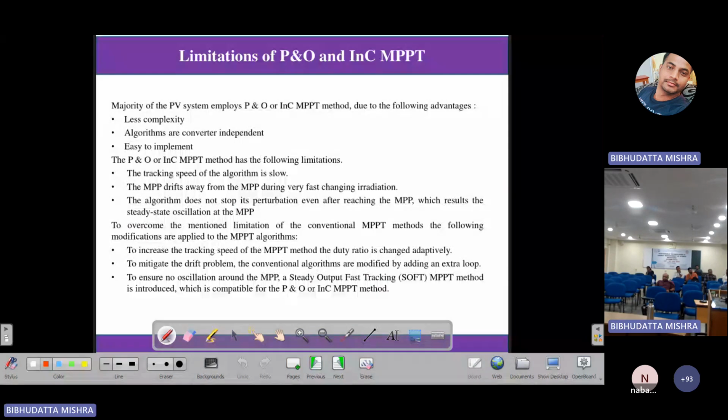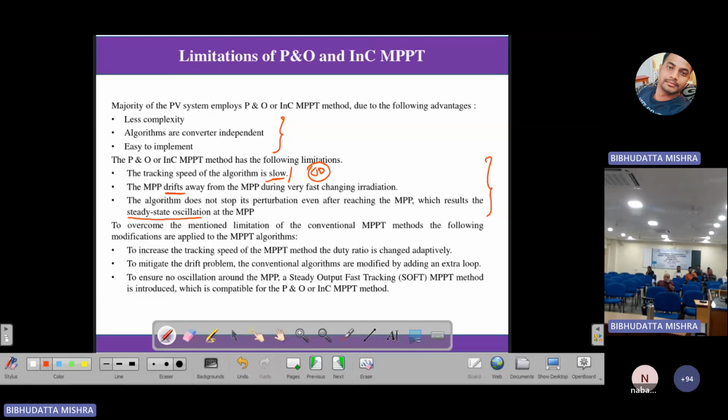So these are the advantages of these two algorithms: very simple and easy to implement. But what are the problems? The tracking speed is slow if you use a fixed duty ratio, or rather, how to choose this delta t is also a very important factor. Then I will show you that there is a problem in both algorithms, which is called drift. And another limitation of these two algorithms is that they have a steady state oscillation.